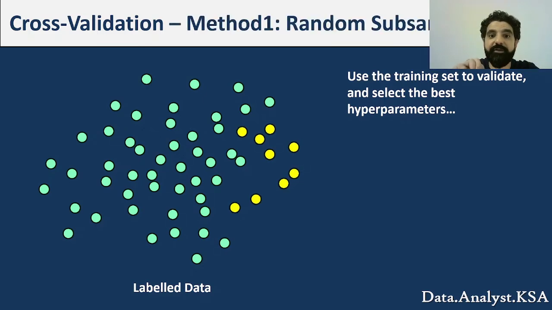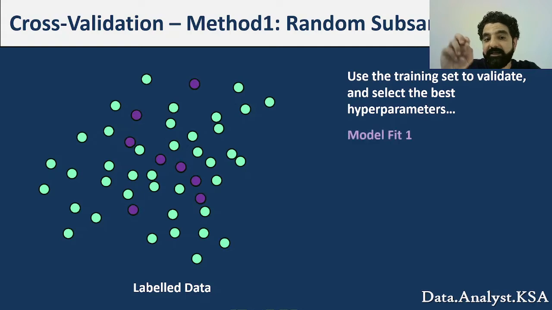So we have three methods to do this. The first method is random subsampling. First let me get rid of the yellow points, which are my testing dataset, so it doesn't confuse us. If I have these green points for my training, I will select a random subsample from them. Let's say these purple points, and I will call these my validation data points or my validation subset. I will train my model with the green points and I will calculate its performance on these purple points, and I will say this is performance rate 1.